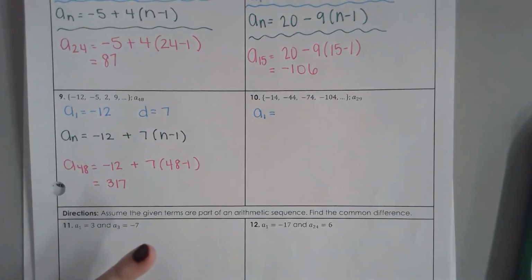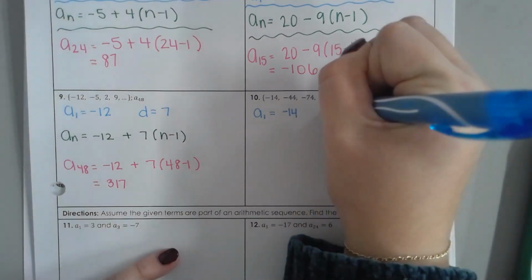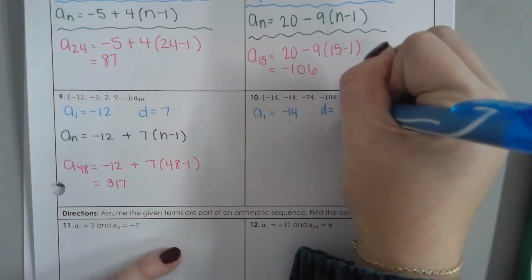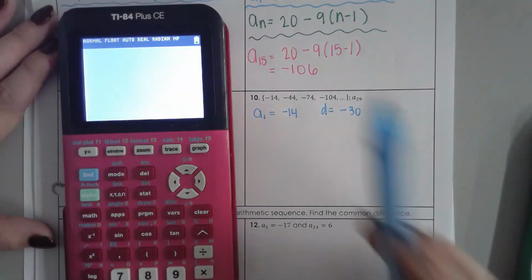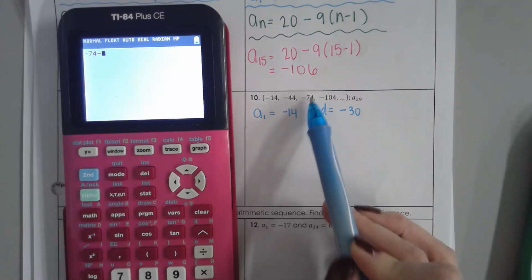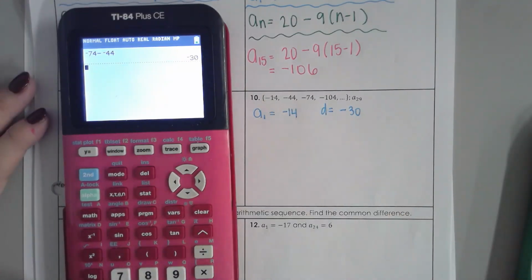Number 10. You got number 10. Zach, what is your A1? Negative 14. Negative 14. Good. What's your common difference? Negative 30. Negative 30. If you don't know, pick one of these terms. Negative 74 minus the one before it. Negative 44. Negative 30.